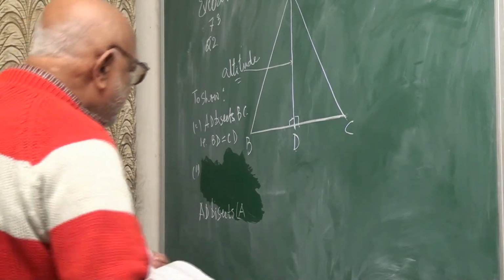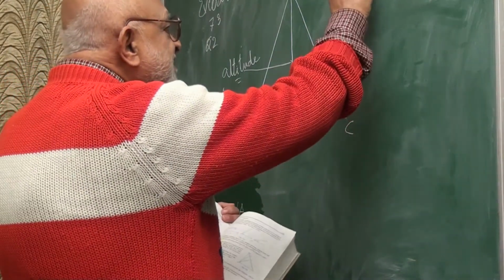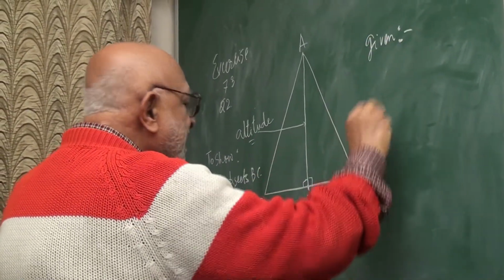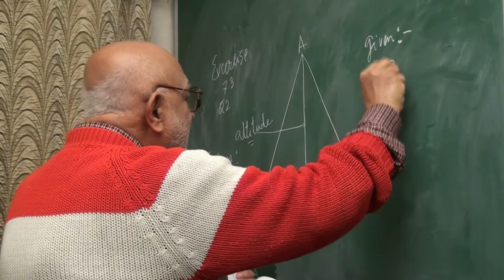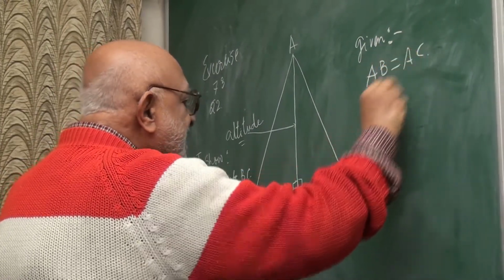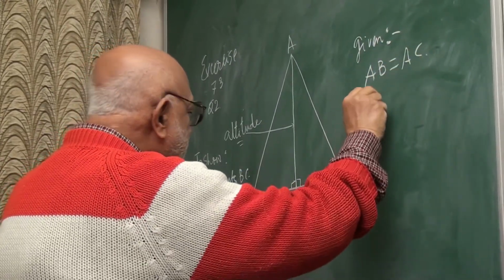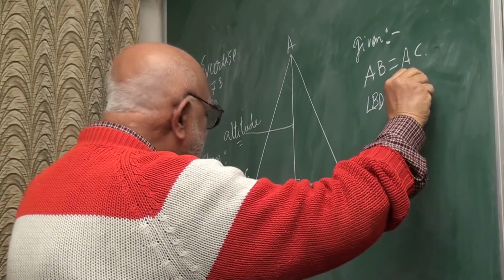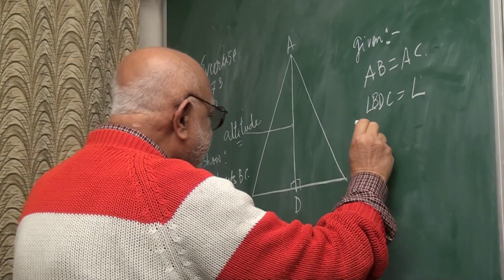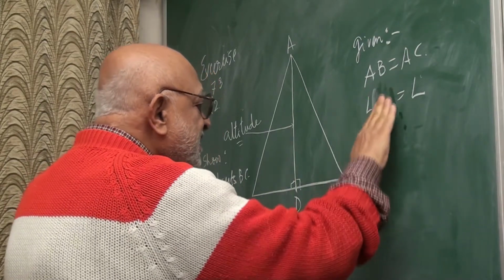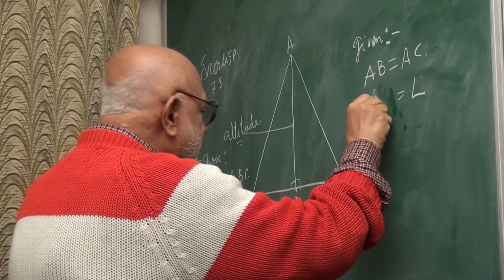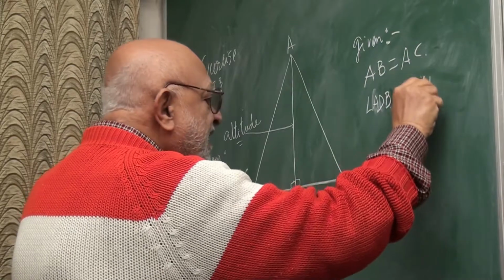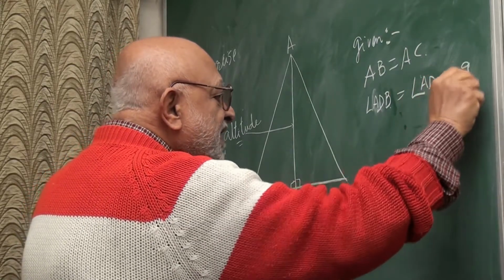So what is given? Given AB is equal to AC, angle ADB is equal to angle ADC, equal to 90 degree.